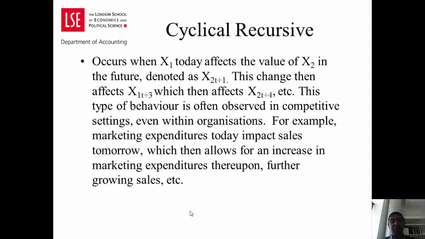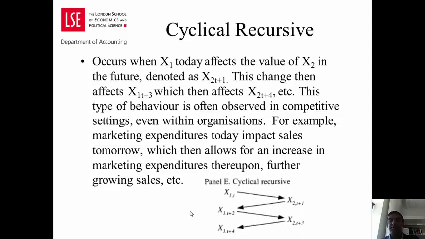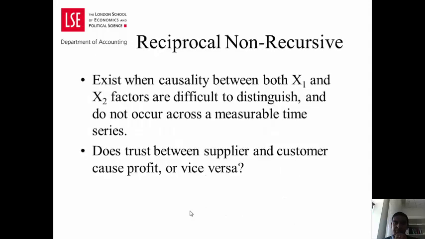Marketing expenditures today might impact sales tomorrow. With more sales, you can market even more. With more marketing, you get even more sales. So one reinforces the other. We call that a cyclical recursive relation.